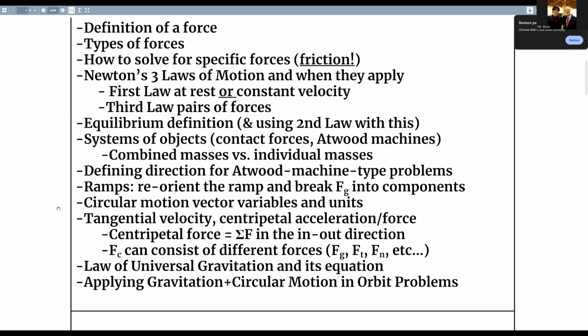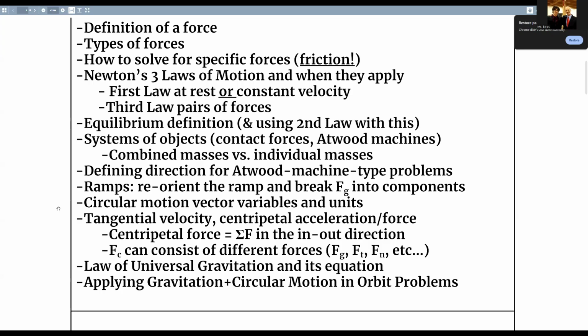Centripetal acceleration and force always end up acting inwards. If you sum up all the forces, now there could be multiple. A lot of times there's just one force acting in, but it's possible. Like in vertical circles, you can have tension and gravity both, or normal force and gravity. So you just want to sum all the forces that are acting in the in or out direction, giving you your centripetal force. And it can consist of different forces, right?